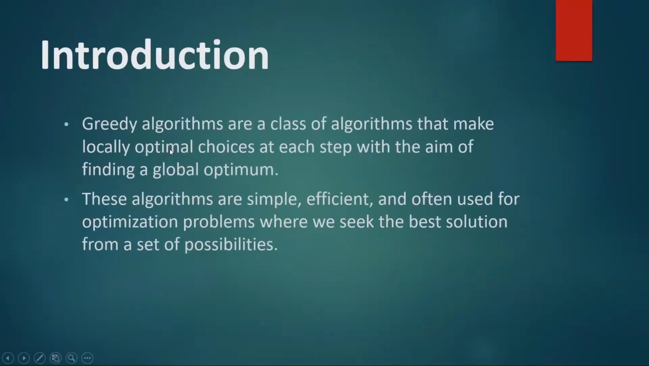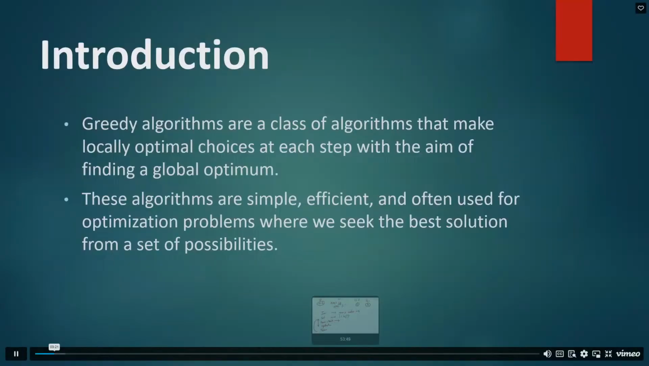Okay, so let's start. So basically, what are greedy algorithms? Greedy algorithms are a class of algorithms that make locally optimal choices at each and every step with the aim of finding the global optimal. These algorithms are simple, efficient, and often used for optimization problems where we seek the optimal solution from a set of possibilities. So now what does this mean? Anyone? Just unmute yourself and let me know, according to you, what are greedy algorithms?